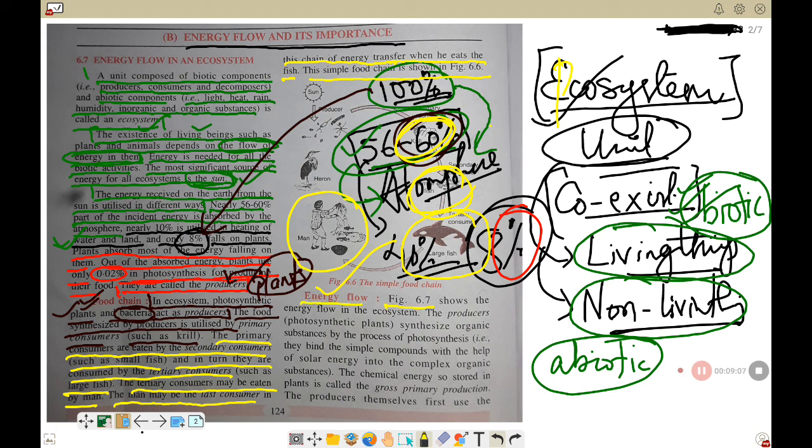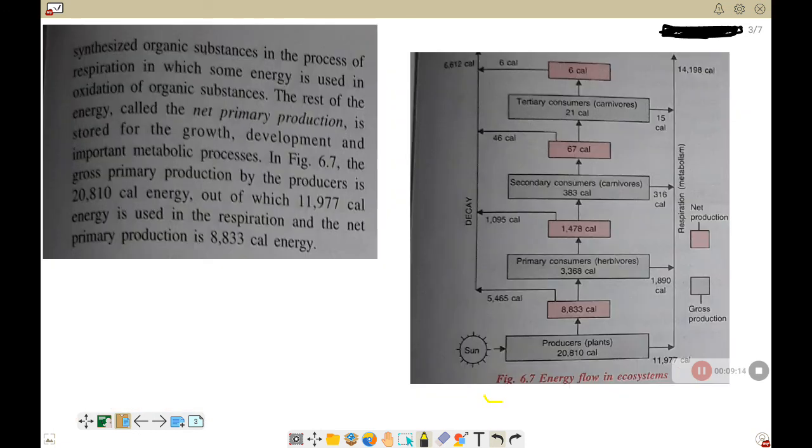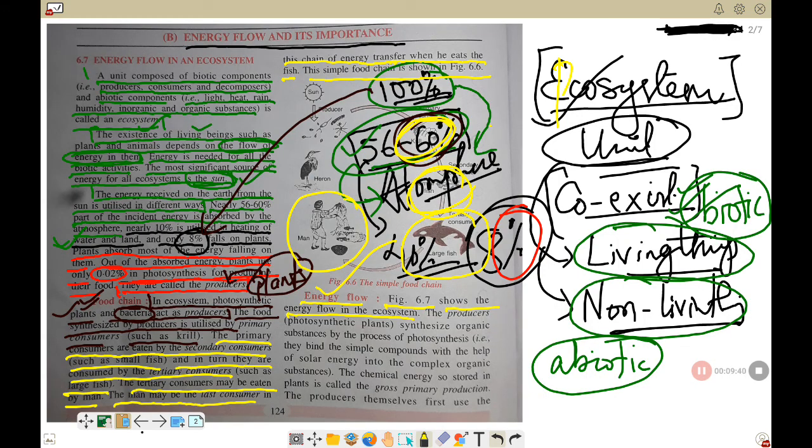Figure number 6.7 shows the energy flow in the ecosystem. You have this in your book, but here I have taken it part by part because I cannot fit the entire page on my screen. In figure 6.7, at the bottom you have the sun. This sun is the main or ultimate source of energy, and it supplies energy to the producers. And what are the producers? Plants, if you see here. Now let's go back here.